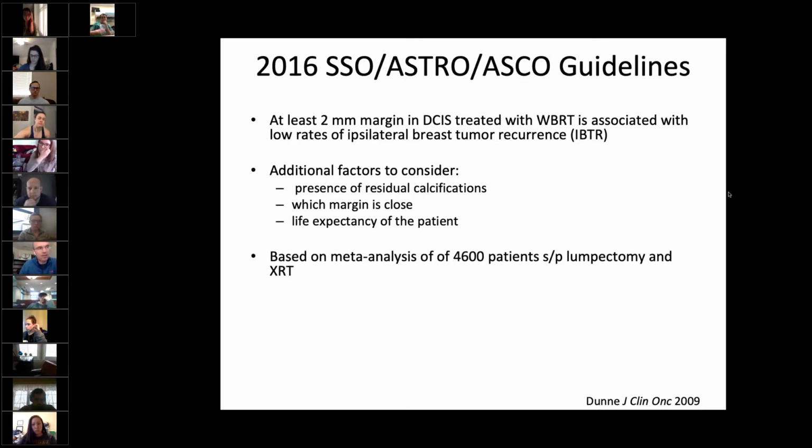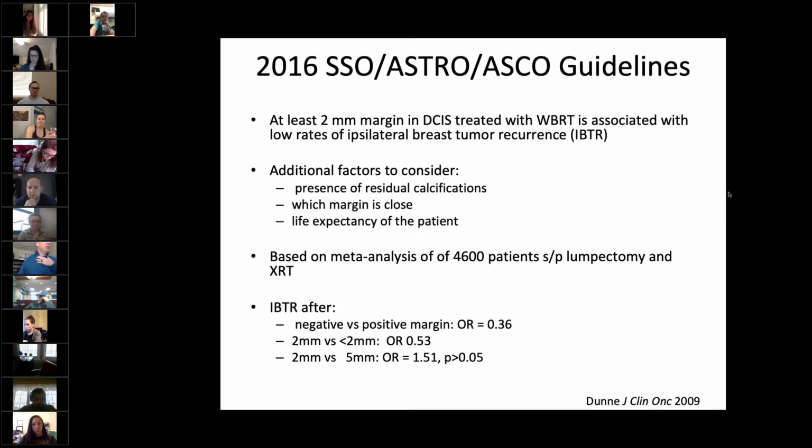This was based on one trial, well, I shouldn't say it was based on one trial, but the big trial they pointed to was a meta-analysis of a bunch of patients. And what they found was if you looked at negative versus positive margins, there was a dramatic increased risk of recurrence. If you looked at less than 2 millimeters versus 2 millimeters, there was also a pretty dramatic increased risk of recurrence. And then if you looked at 2 versus 5, there was no difference. So they said, you definitely need a negative margin. 2 millimeters seems to be better than less than 2 millimeters. And then beyond 2, it doesn't matter. And this was all patients that got radiation.